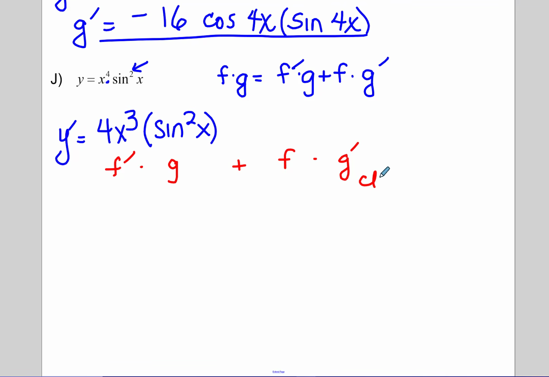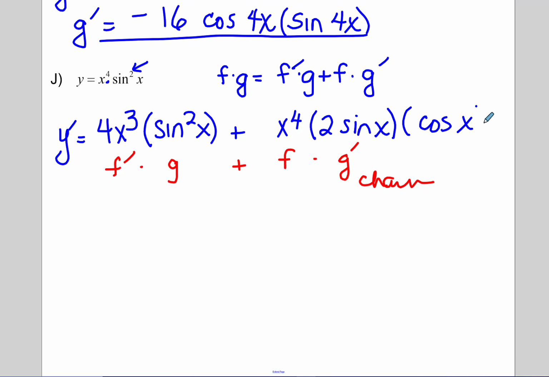So this g prime has the chain rule in it. And holding f constant, that's x to the 4th. And we're going to multiply that times the chain rule for sine squared. So 2 sine x to the 1st power. And then the derivative of sine is cosine. Now take a look at that. Can we clean that up in any way? Maybe collect like terms. Regroup things a little bit.